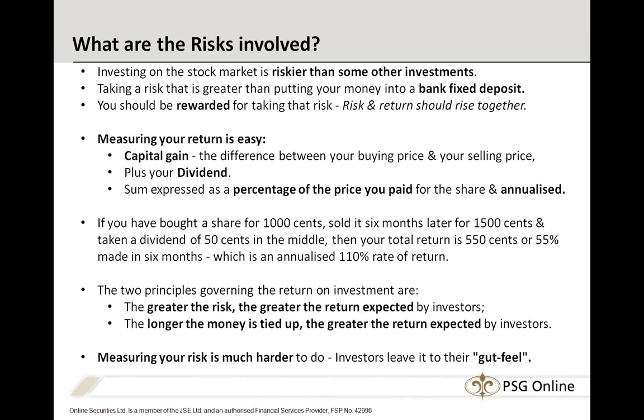So let's take an example: you bought a share at 1 Rand, you sold it 6 months later at 1 Rand 59 cents, and you took a 50 cents dividend in the middle. Your total return will be 55 cents, or 55% for the 6 months. Annualized, times 2, is a 110% rate of return. So that's the easy part, measuring your return. As I say, the two principles governing the return on investments are: the greater the risk, the greater the return expected, and the longer the money is tied up, the greater the return expected. Those are two principles we must take into consideration.